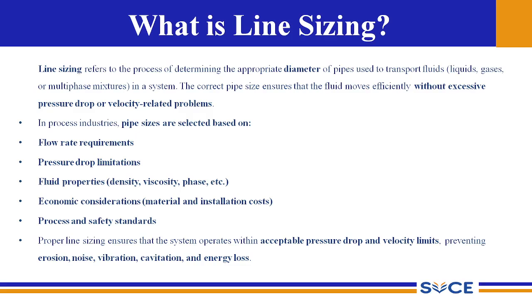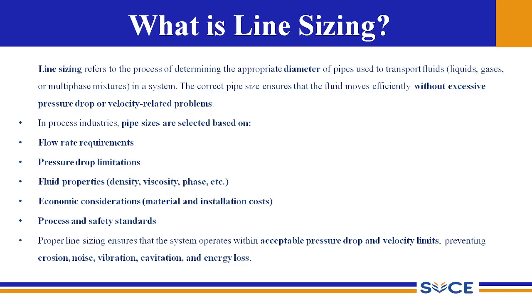What is line sizing? Let us define line sizing. It refers to the process of determining the appropriate diameter of the pipe used to transport fluids, liquids, gases, or multi-phase mixtures in a system. The characteristics of multi-phase systems, gases, and liquids are different. So, we need to consider such differences in fluid characteristics while sizing the process line. Determining the appropriate diameter to transport these fluids is known as line sizing.